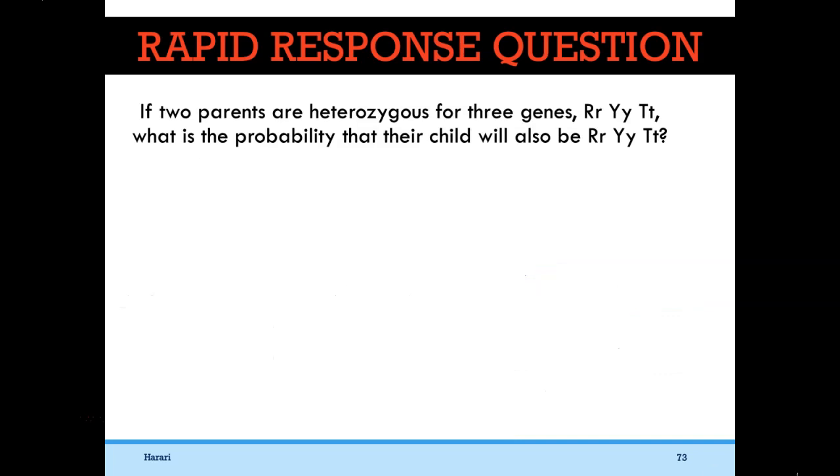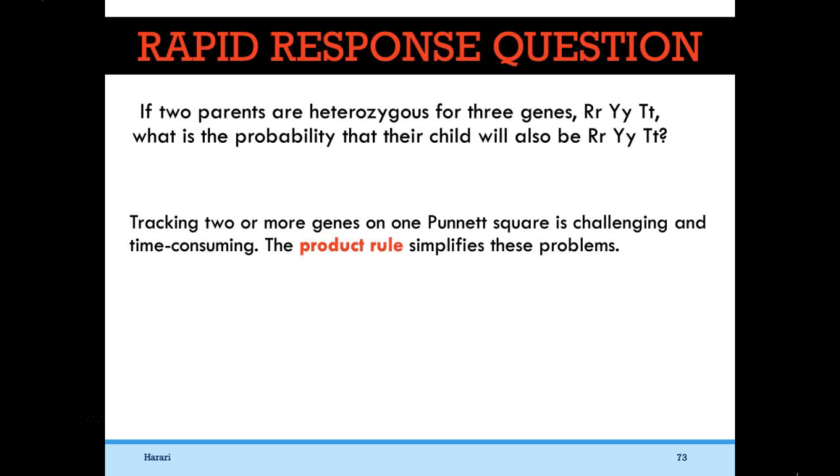If two parents are heterozygous for 3 genes, big R little r, big Y little y, big T little t, what is the probability that their child will also be big R little r, big Y little y, big T little t? So this is tough. This is a tough question. So try to pause here and see if you could come up with the answer. You might have been able to figure this out, but you can use the product rule to simplify this problem.